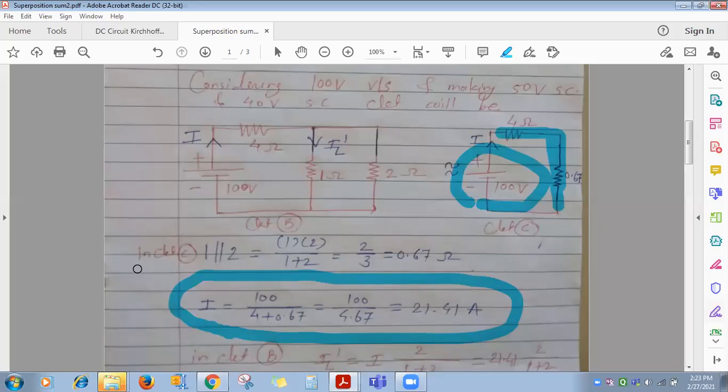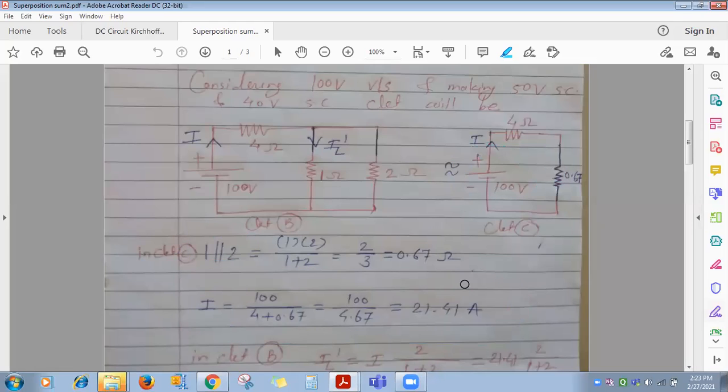Here I needed B. Here I have written that 1 and 2 ohm are in parallel. Actually here it should be B. Please do this minor correction on your own. Means you should use your own mind, your own brain, right? If some mistake is there, neglect it, correct it.